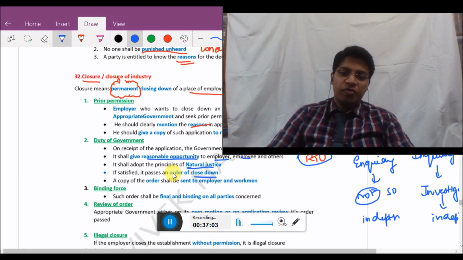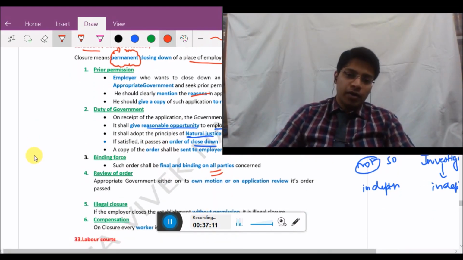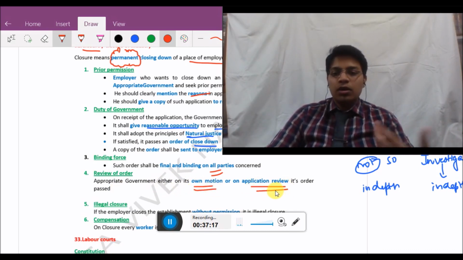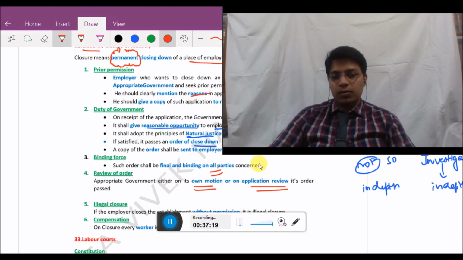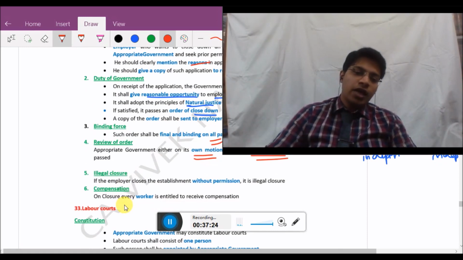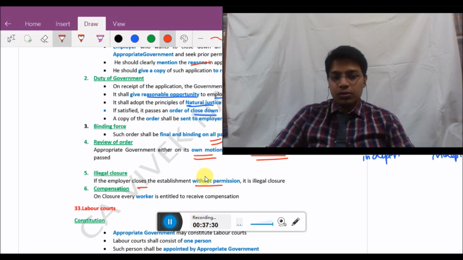Binding force. Such order shall be final and binding on all parties concerned. Review of order. The appropriate government, either on its own motion or by an application, can review its order of closure. Illegal closure. What is illegal closure? If the employer closes down the establishment without prior permission, it is illegal closure. Compensation on closure. Every worker is entitled to receive compensation. Why? It is very obvious, because this is a permanent closure of the business.